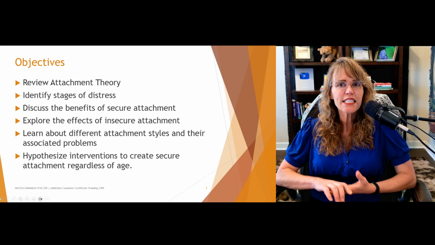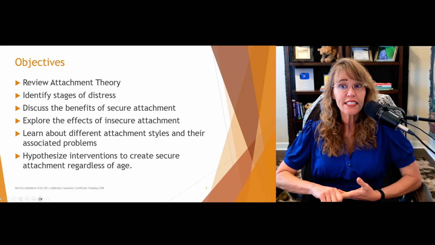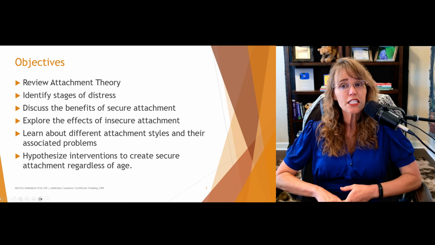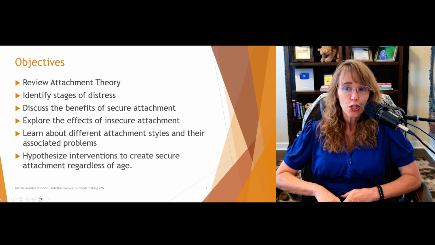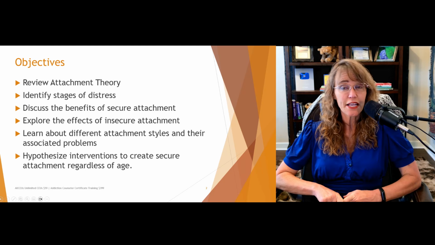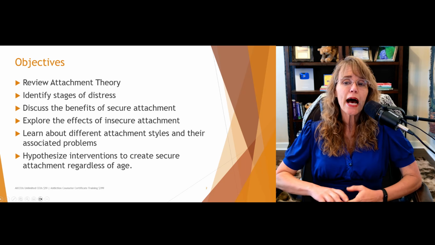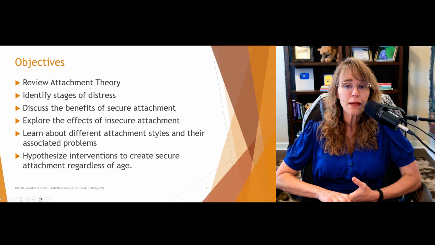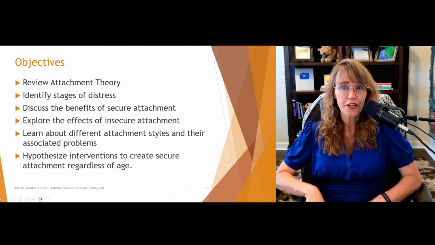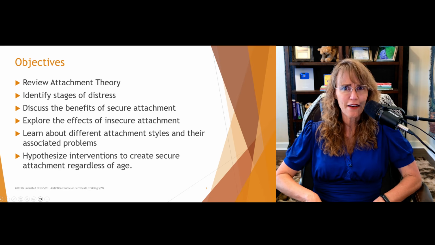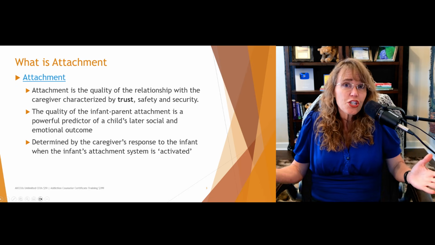In today's presentation, we're going to review attachment theory, identify the stages of distress, discuss the benefits of secure attachment and the effects of insecure attachment, learn about different attachment styles and their associated problems, and hypothesize interventions to help people create secure attachment in their lives regardless of their age. So we've got a lot to cover. Let's start out at the very beginning.